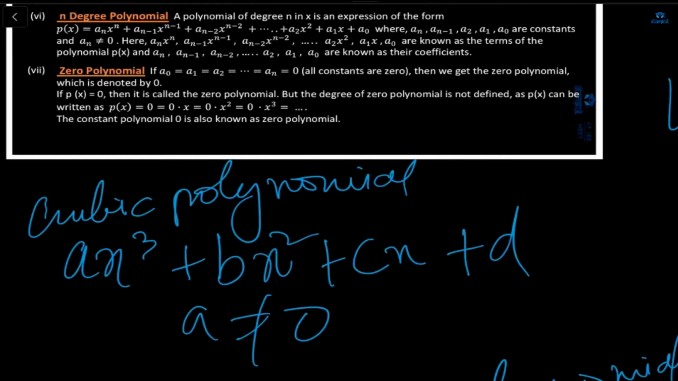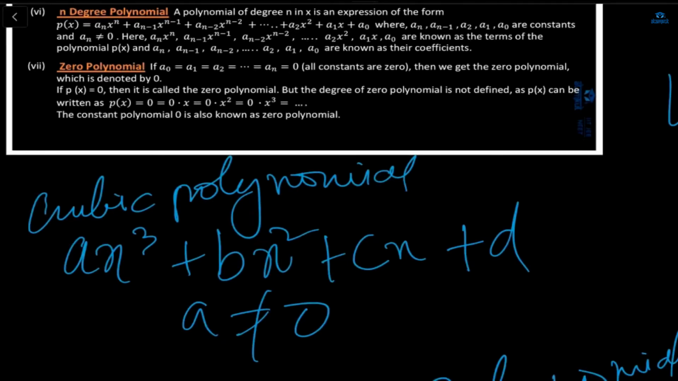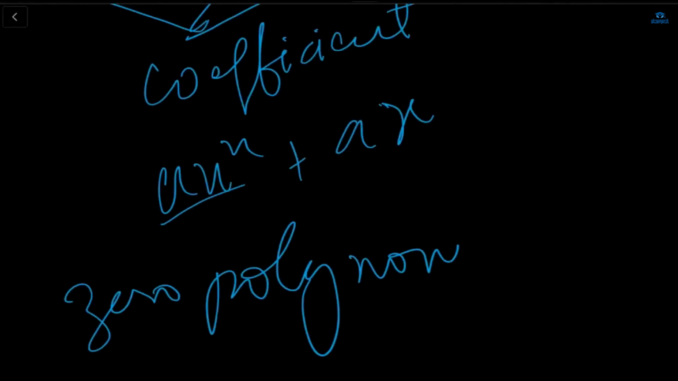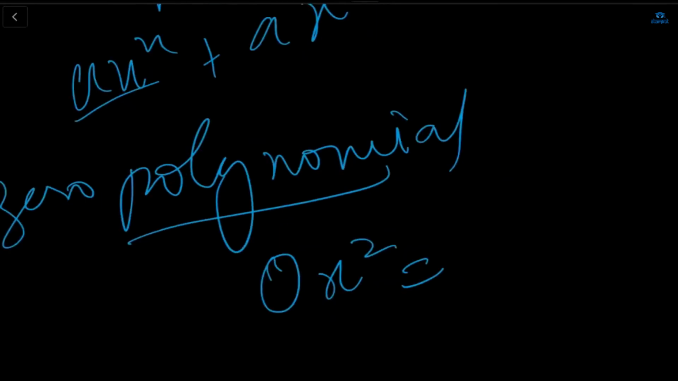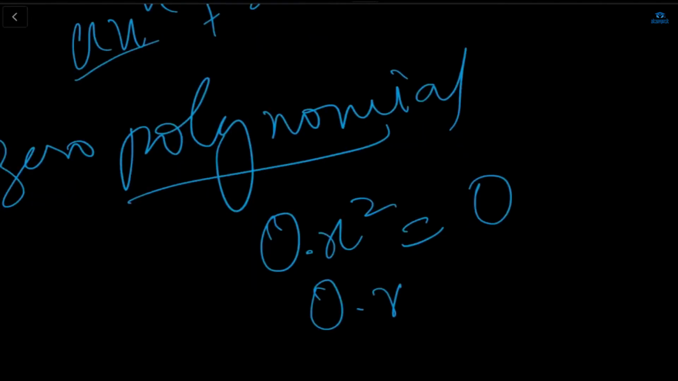Now, zero polynomial. From the name itself, we can say zero polynomial means only 0 is there. Actually, the coefficient is 0, and the whole term becomes 0. Like if I write 0x square, what will be the value, Arham? 0 multiplied by x square is 0. If I multiply 0x cube, then also it will be 0, because if we multiply any number with 0, it will be 0. So this is a zero polynomial.